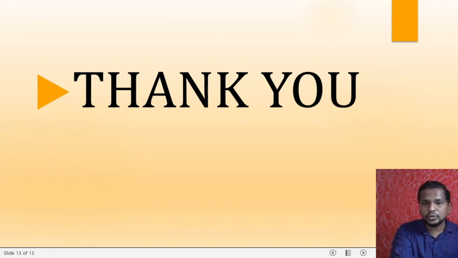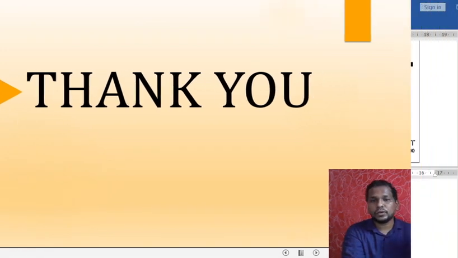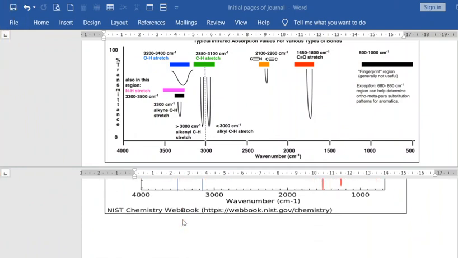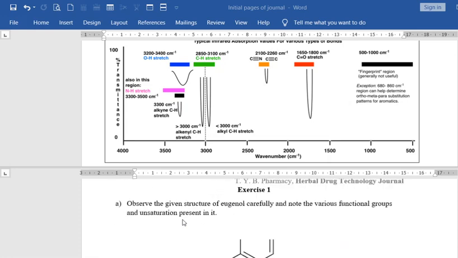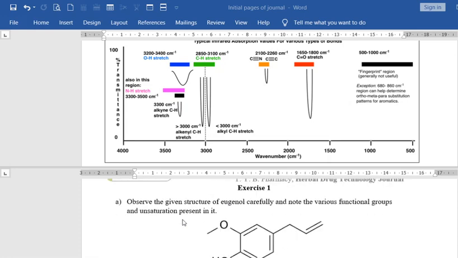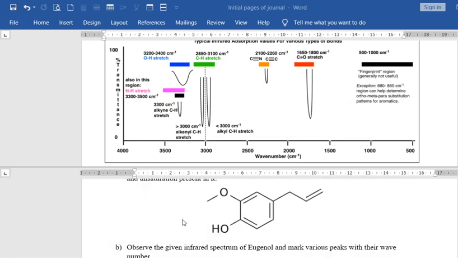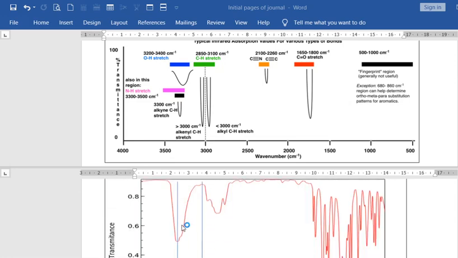Now we are going to move towards today's exercise, that is what exactly I had given you. So the first task I told you was to observe the given structure of eugenol, report the functional groups, and then correlate them. I hope you successfully correlated that.